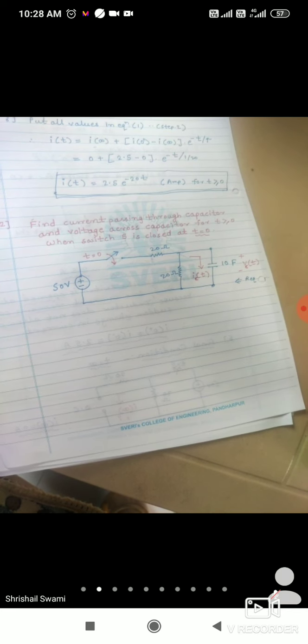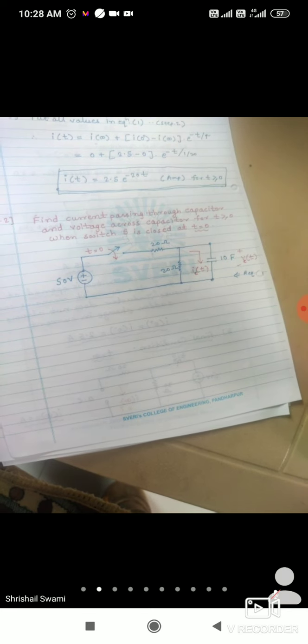Whether you are able to solve it, you can try as a homework, and in the next lecture we will discuss this problem. But you can try now. The steps are given, and an example has also been taken. Only instead of the inductor, now it is a capacitor.